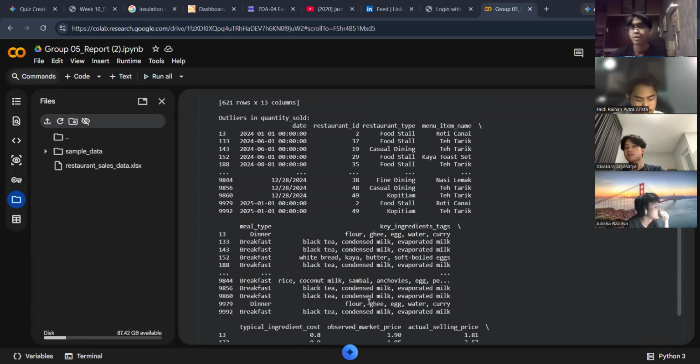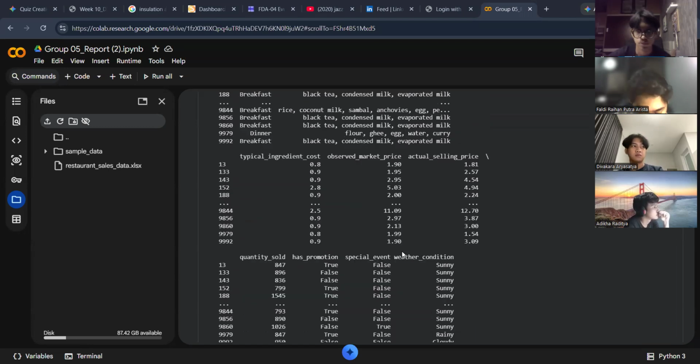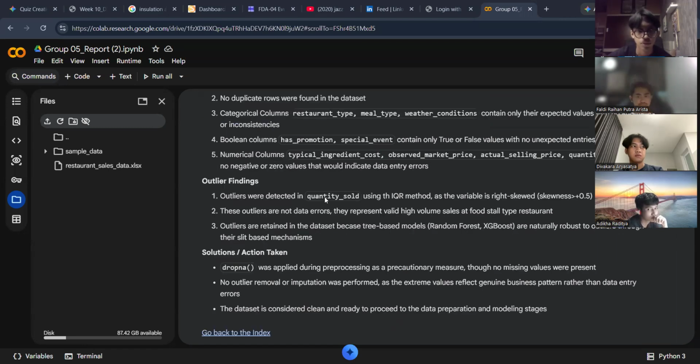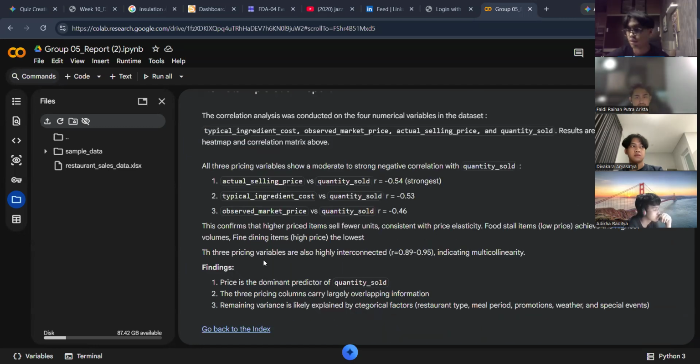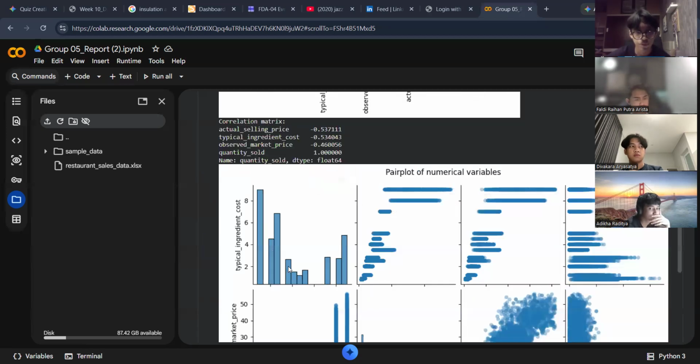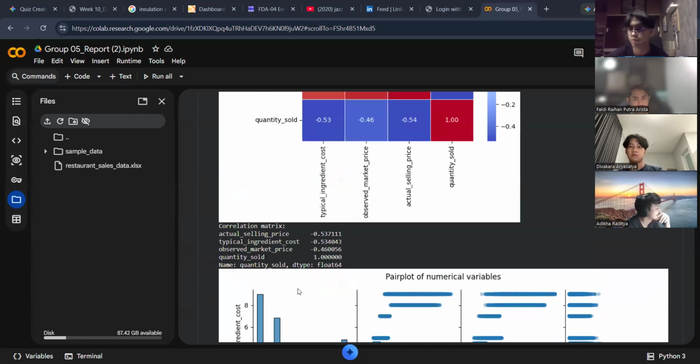For initial exploration, we conduct distribution and correlation analysis. The key findings are that the actual selling price has the strongest negative correlation with quantity sold, at about minus 0.54, followed by typical ingredient costs at about minus 0.53, and the observed market price at minus 0.46. These are indicating significant multicollinearity.